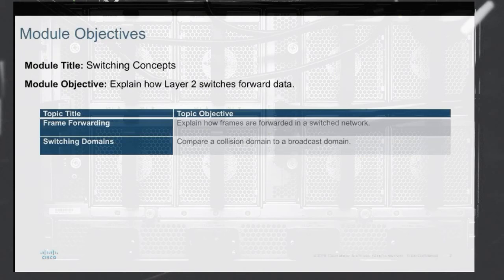So we'll divide this content into two subtopics. One would be frame forwarding, in which we will explain how frames are forwarded in a switched network. And secondly, we will discuss switching domains. We'll see what collision domains are, and then we will compare a collision domain to a broadcast domain. So that's essentially the whole crux of what we are going to learn in this.